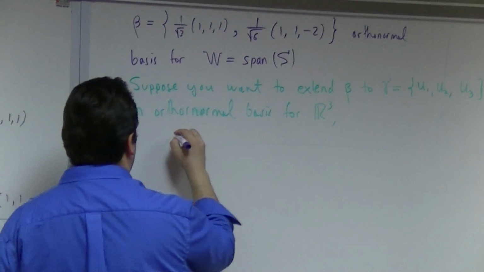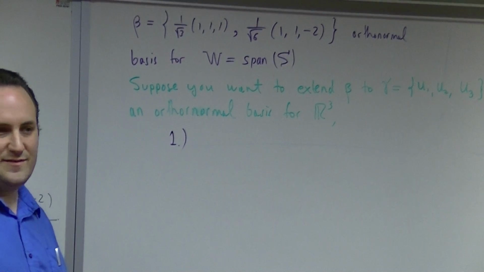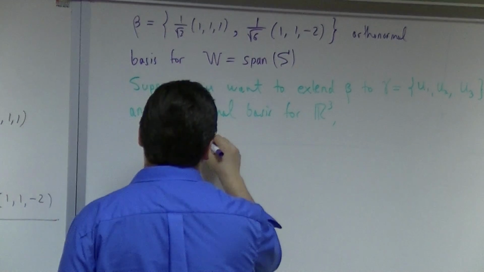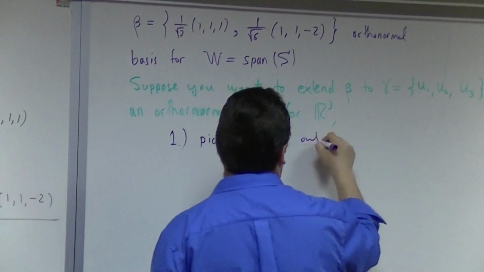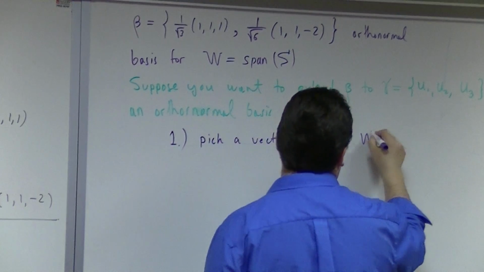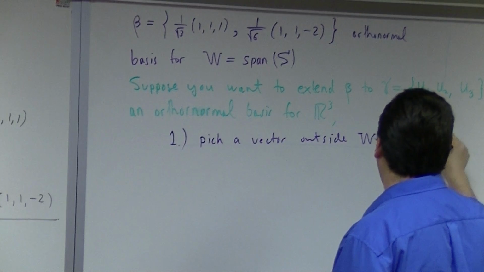So you guys just thought of the third option. So here are my 3 options. Here are the 3 things I could think of to do it. Number 1, pick a vector, any vector, outside W. And then run Gram-Schmidt on it.